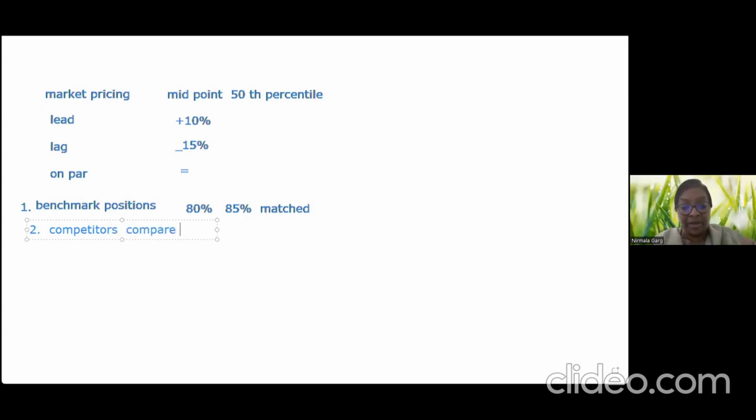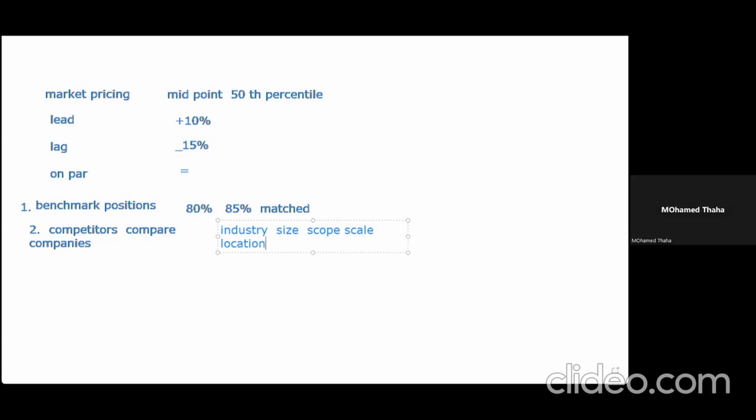Now, compare companies. So there are two kinds of companies. One is, say, for example, an automobile company. You will look at similar automobile companies. So that means similar industry. Then you also look at similar size and scope in terms of revenue, scale. Sometimes you can also look at location. And that is one. You also look at companies where your actual skill sets are going. Not necessarily the same industry; they can also go into different industries where they're using your skill sets. So even that is very important.